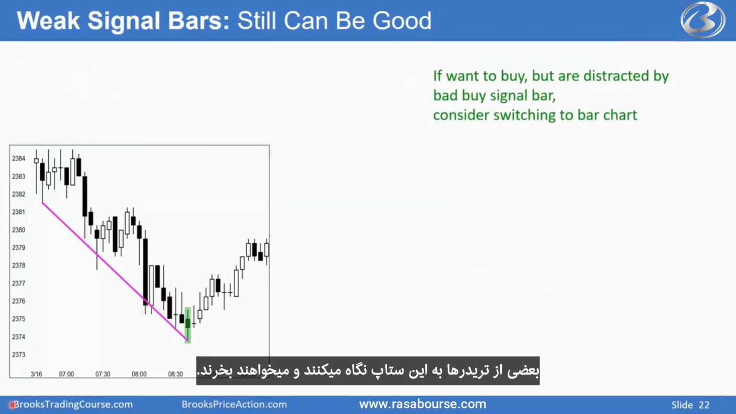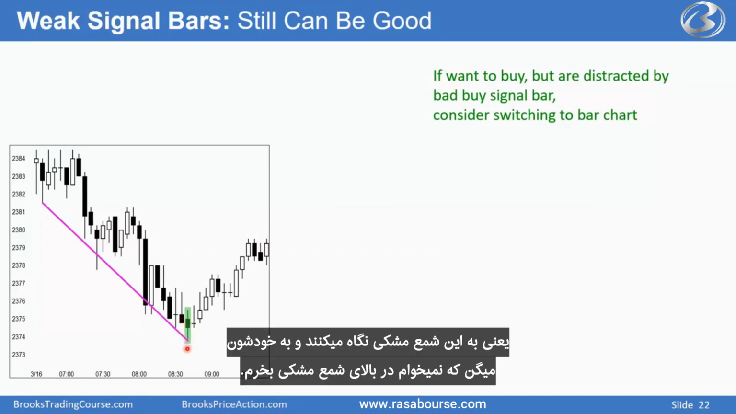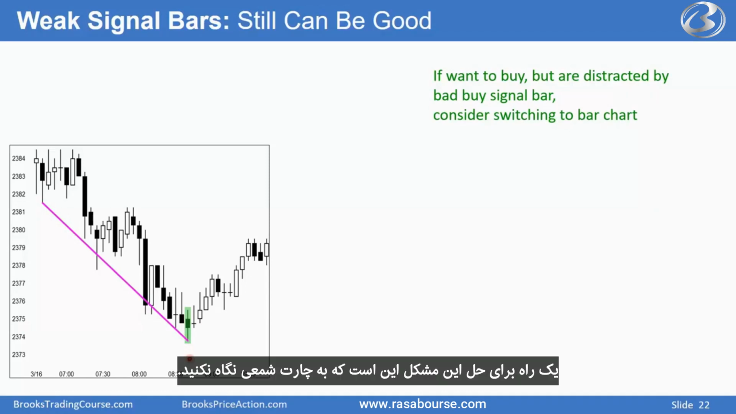Some traders look at this and say, I want to buy. We have consecutive sell climaxes. We're reversing up from the bottom of the line. We keep reversing up from it. We're probably going higher, but they can't get past this bad buy signal bar. They look at that bear bar and say, I don't want to buy above a bear bar, but I know it's going up. Well, one way to get around that is don't look at a candlestick chart.